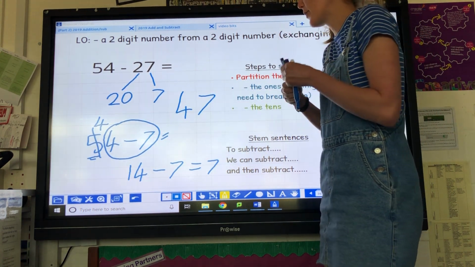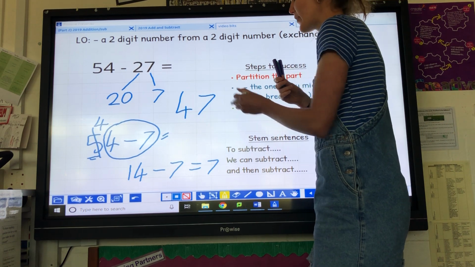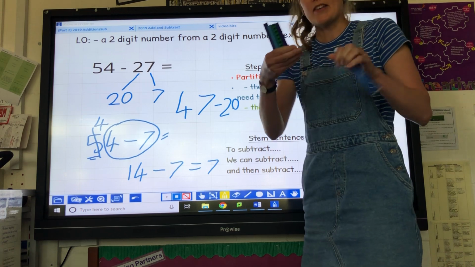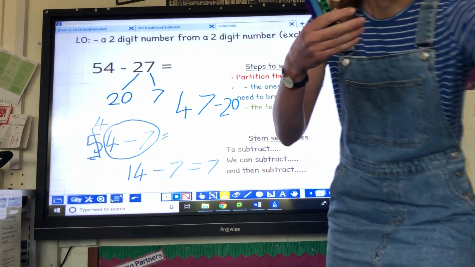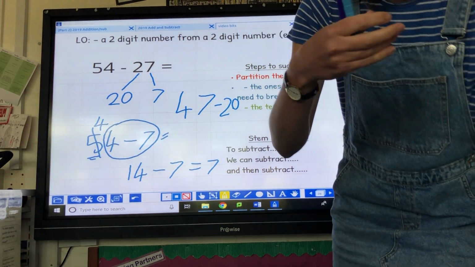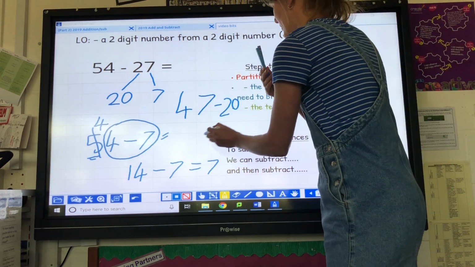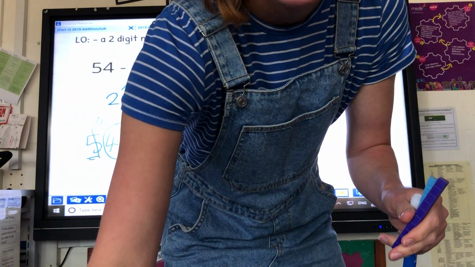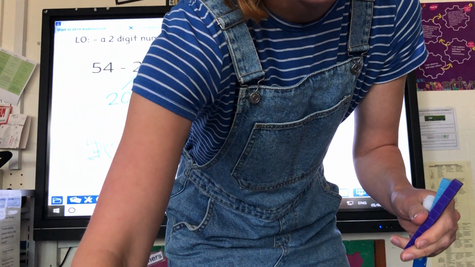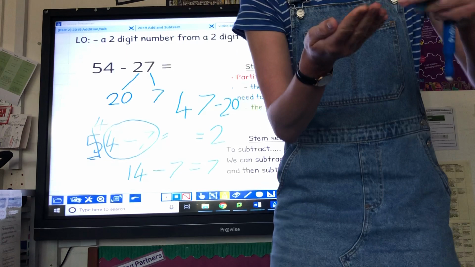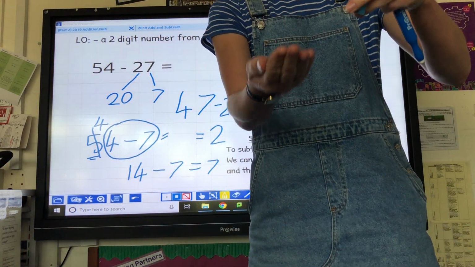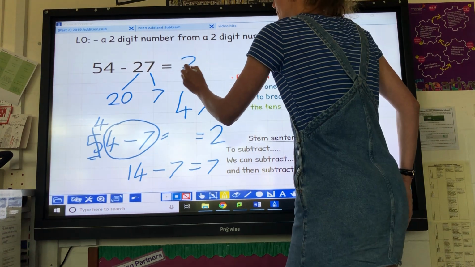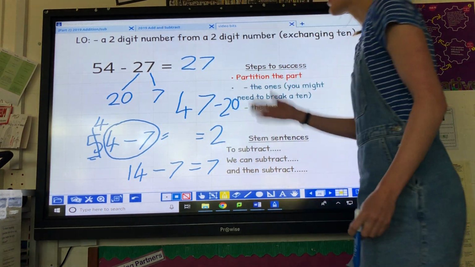So taking away the ones, and now 47 take away 20 to take away the tens. So I take away 2 tens, 1, 2, so I'm left with 2 tens, that equals 20, and then don't forget, hang on, the 7 ones as well. So now my number is 27. Okay. So that is how you do it.